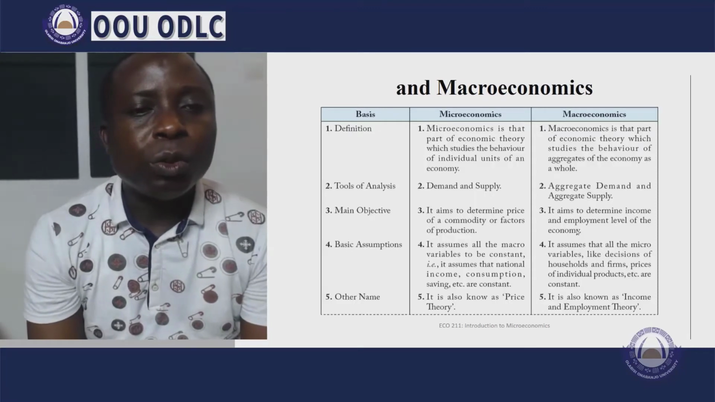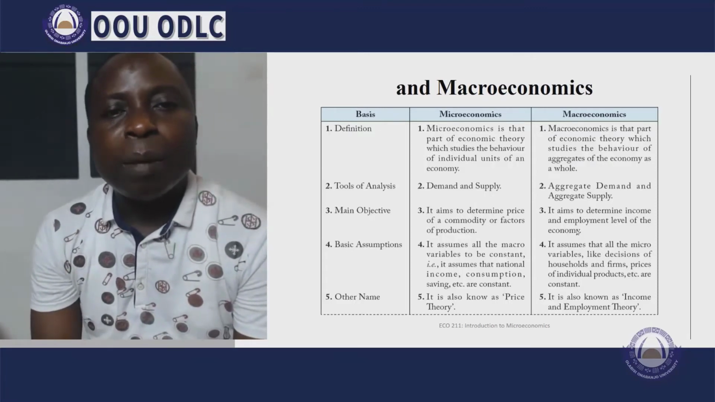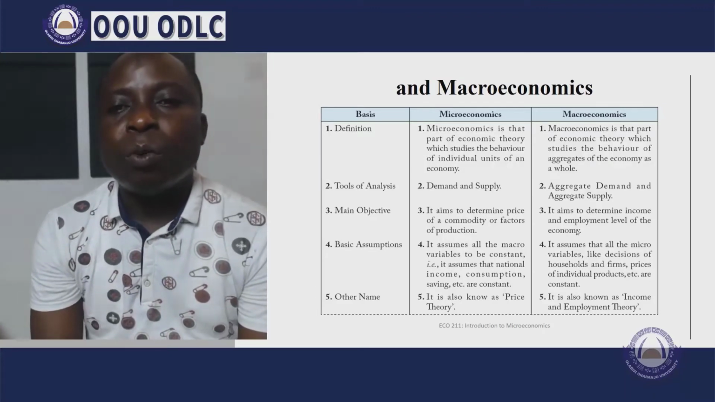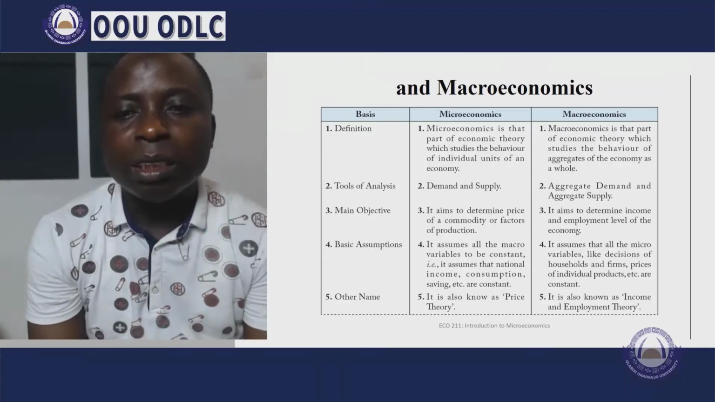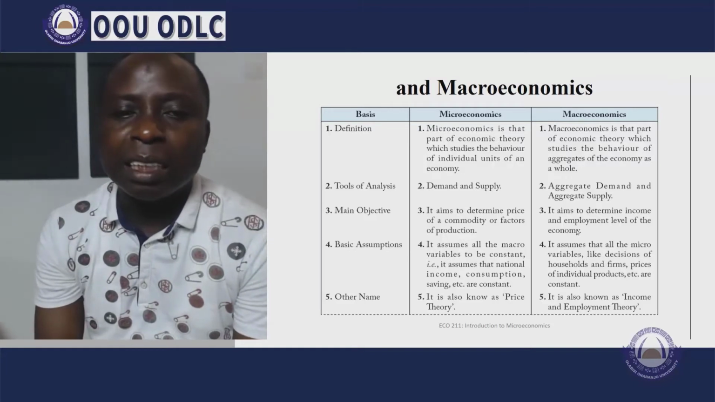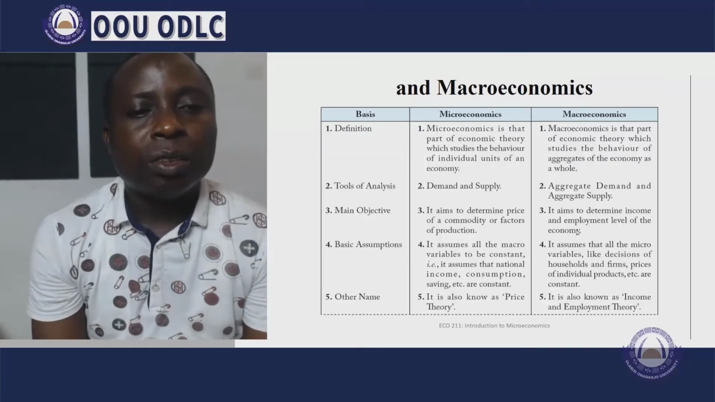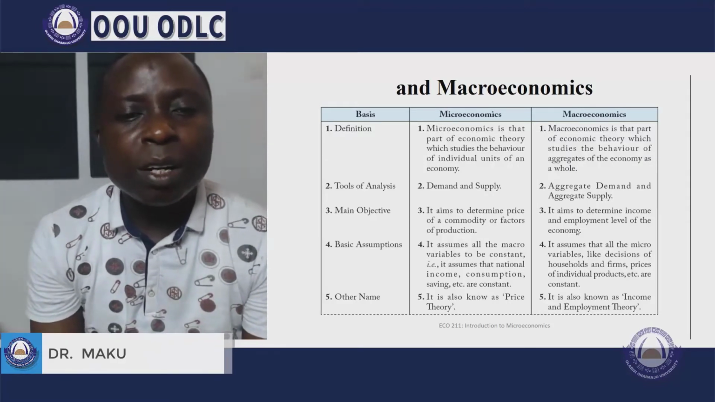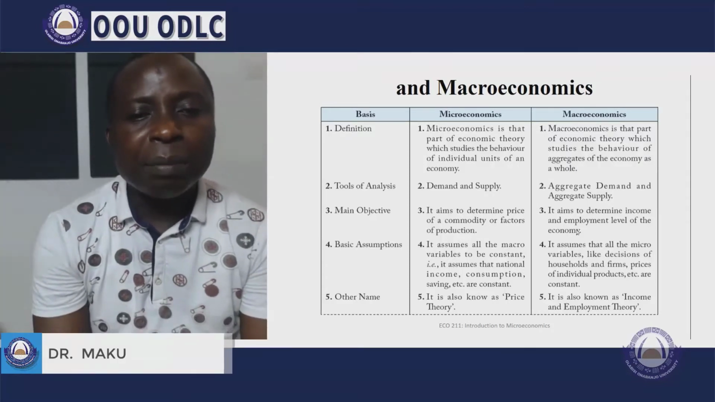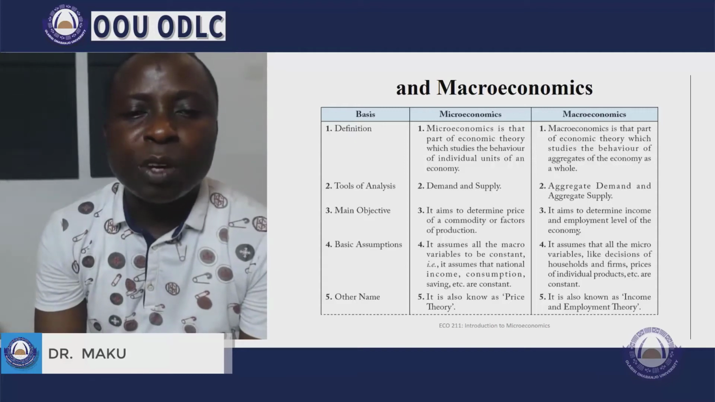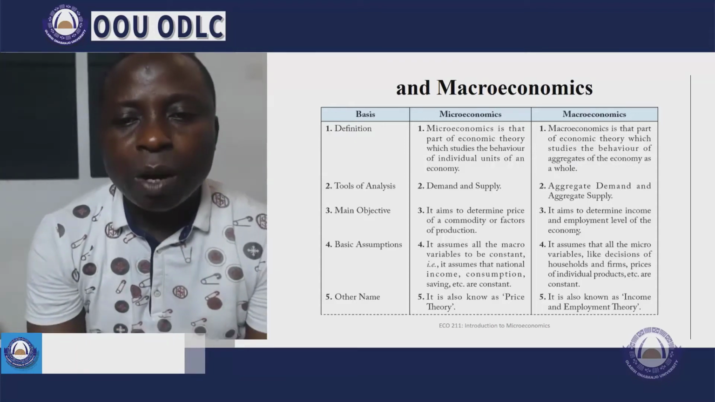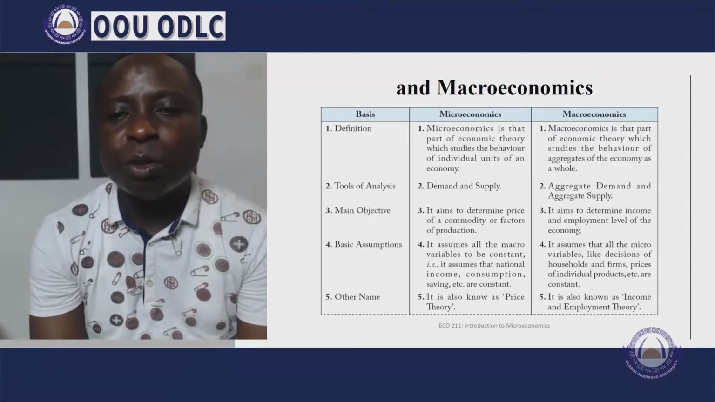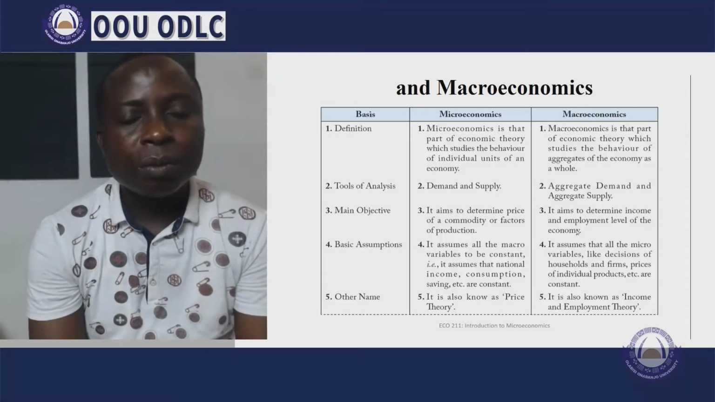Now, looking at the tools of analysis, microeconomics deals with demand and supply, while macroeconomics deals with aggregate demand and aggregate supply. From the objective point of view, microeconomics aims to determine the price of commodities or factors of production, while macroeconomics determines the income and employment level of the economy.